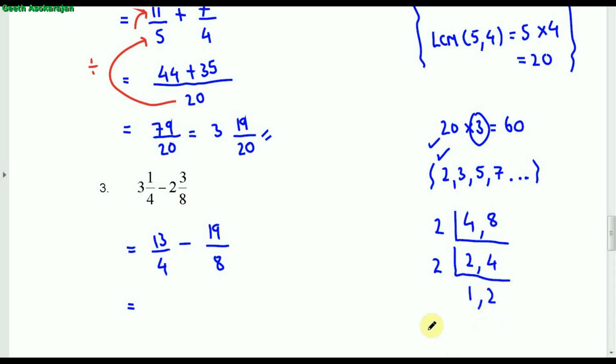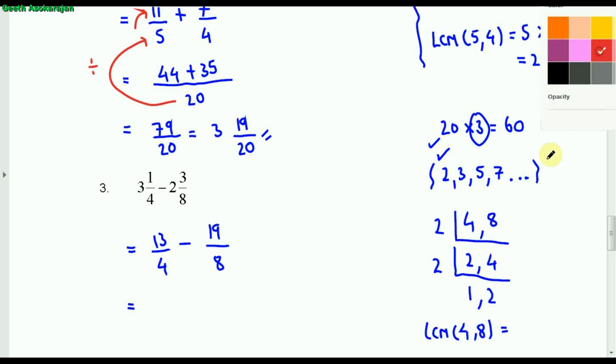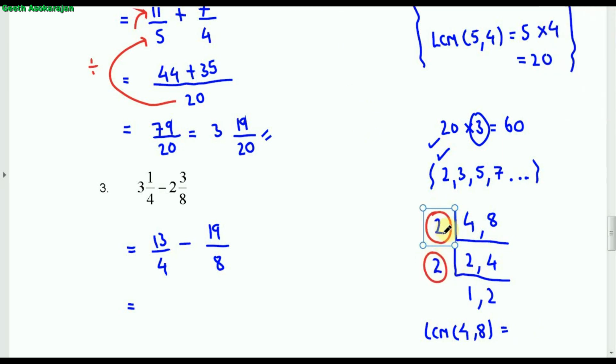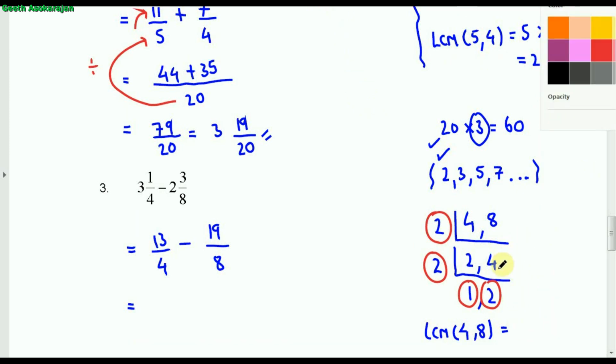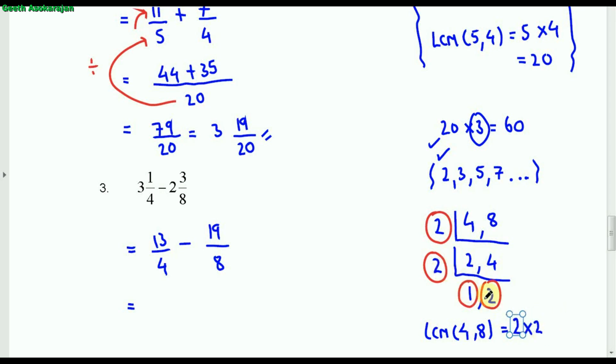So we stop the process and we say that the LCM of 4 and 8, so that would be, and if I change my pen colour to red, I now multiply the 2 by the 2, by the 1, by the 2. So if I go back to blue, I multiply this 2, by this 2, by this 1, by this 2.